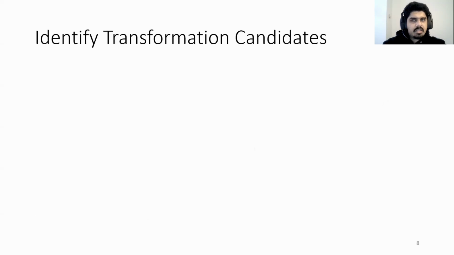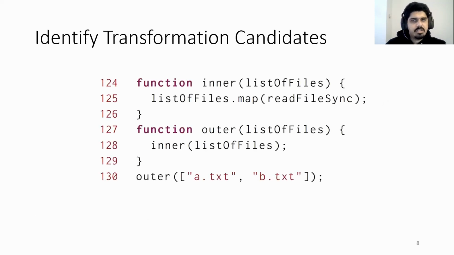So let us look at the 3 steps in a bit more detail. The first step is to identify transformation candidates. If we have a look at this program, on line 130 at the bottom we have a call to the outer function with one argument. This outer function calls the inner function with the list of files. And the inner function calls a map on these files with the readFileSync function.